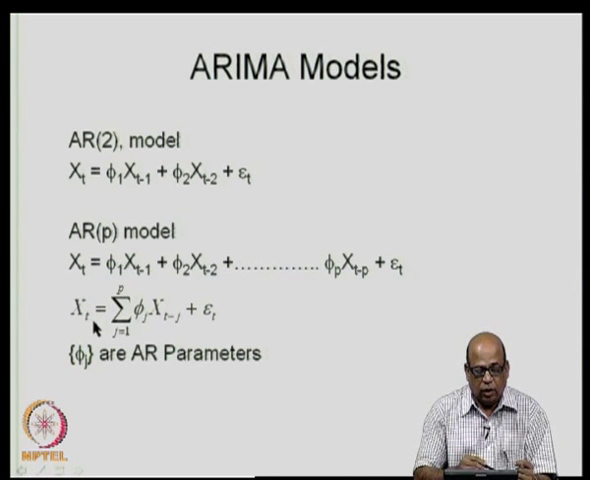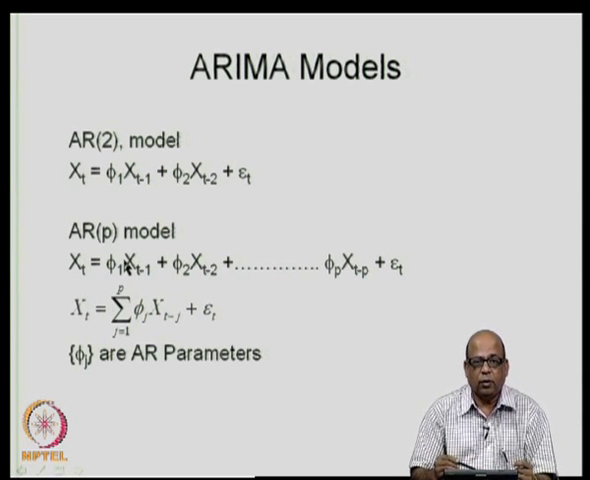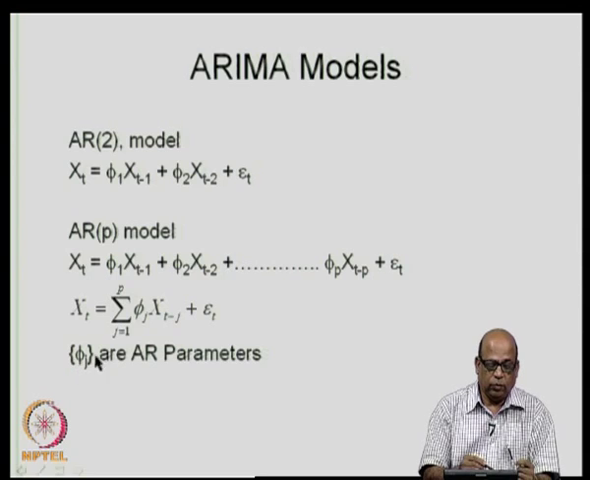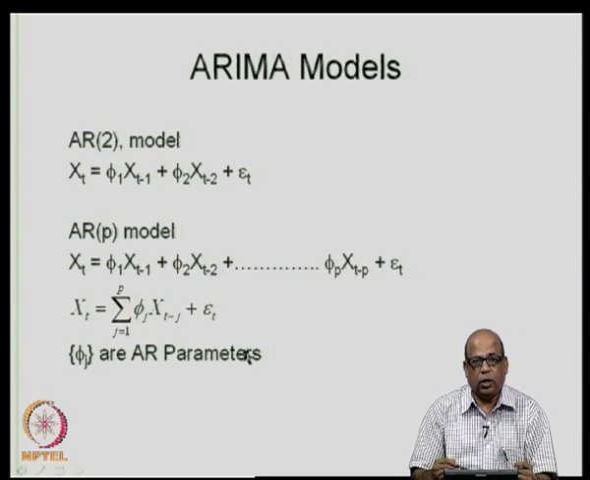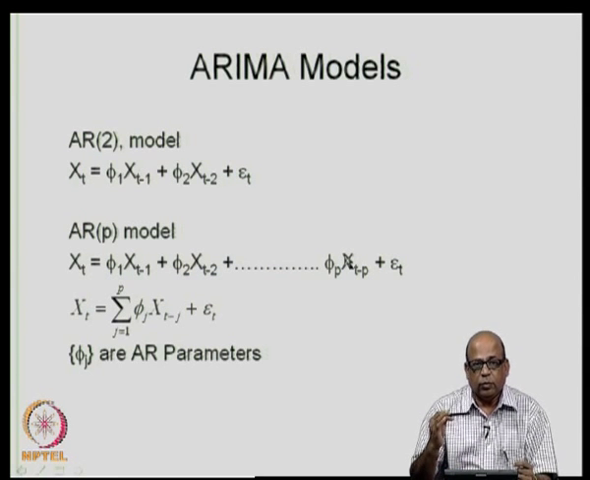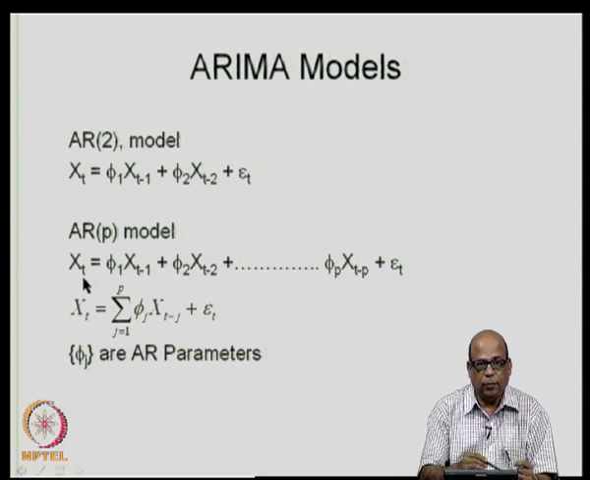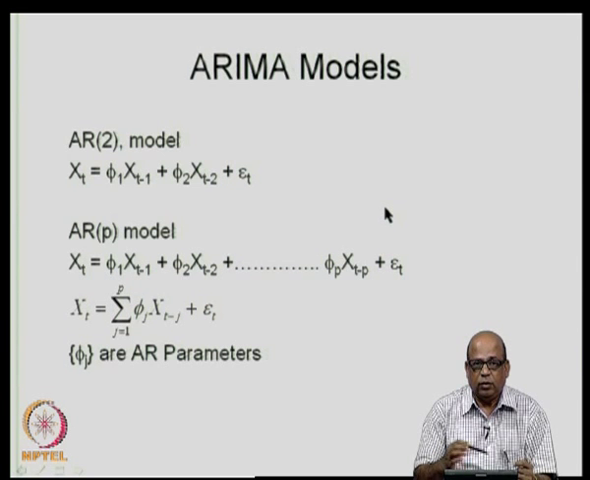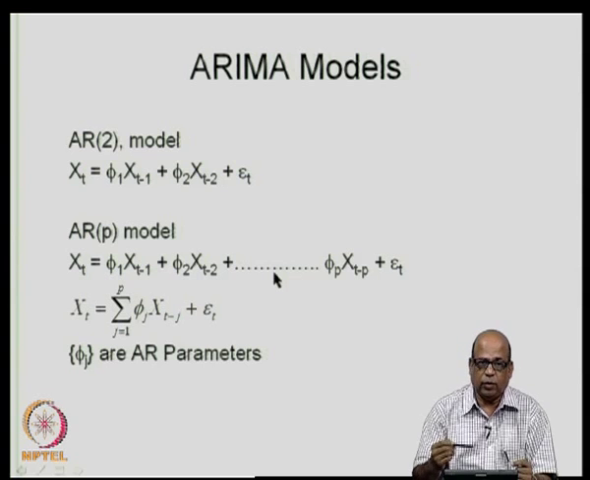So, you write this in a more compact form as x t is equal to the sum over j is equal to 1 to p of phi j x t minus j plus epsilon t. These phi j's are called the AR parameters, the autoregressive parameters. So, given any model of this type, we should be able to estimate phi 1, phi 2 etcetera from the data. So, you have the data on x t, you write a model like this. There must be a way of estimating these parameters, which we will see subsequently how we do.